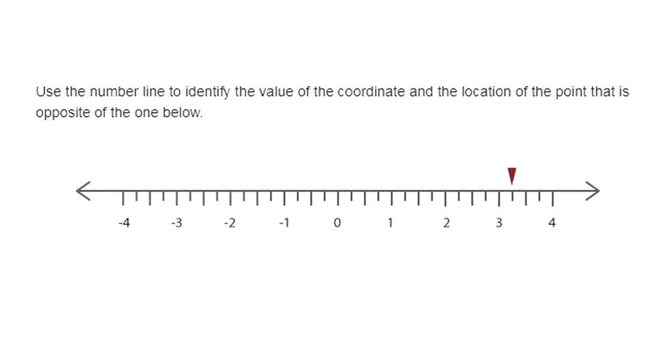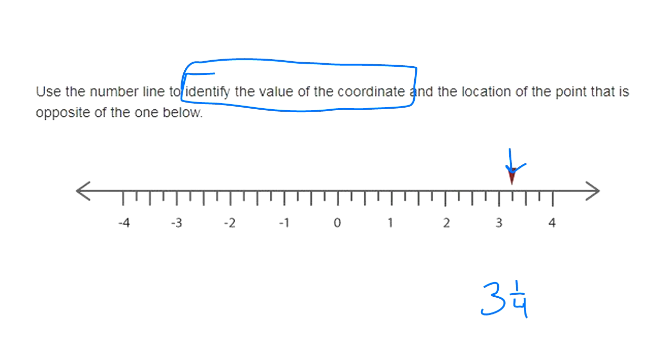All right. So on the number line, identify the value of the coordinate and the location of the point that is opposite of that coordinate. So let's start with just this one right here. What is that point? 3 1/4. We're just starting with the red arrow. Don't worry about the opposite yet. I just want you to look at the red arrow for right now. It says we're just focused on identifying the value of the coordinate. So right now, the coordinate is at that red little arrow, and it is 3 1/4.